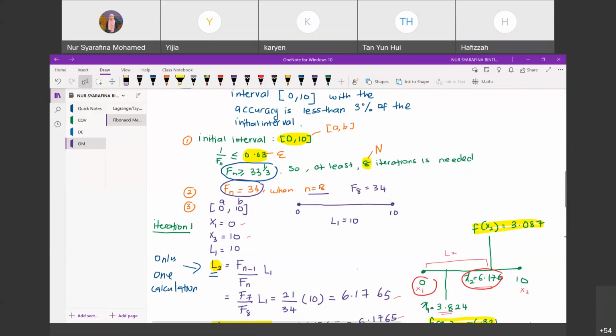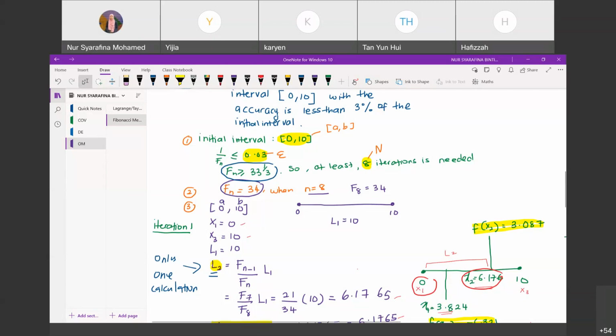But there are some disadvantages. The number of iterations depends on the epsilon. If we have a smaller epsilon, then we will have more iterations, which is quite time consuming, right? That's why doing it manually is quite time consuming. That is one of the disadvantages.